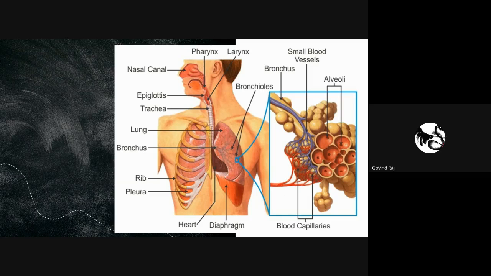We can see that the end portion where the gas is exchanged is known as the alveoli. Here we can see the blood capillaries, which are the main reason for the exchange of gases. This is the site where oxygen and carbon dioxide are exchanged, and this results in respiration.